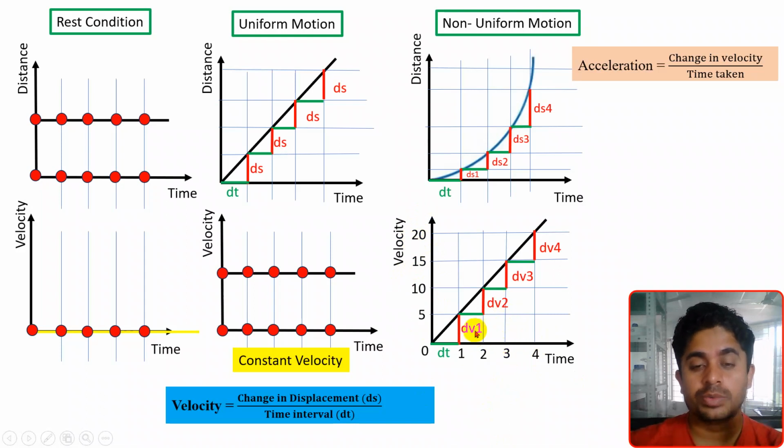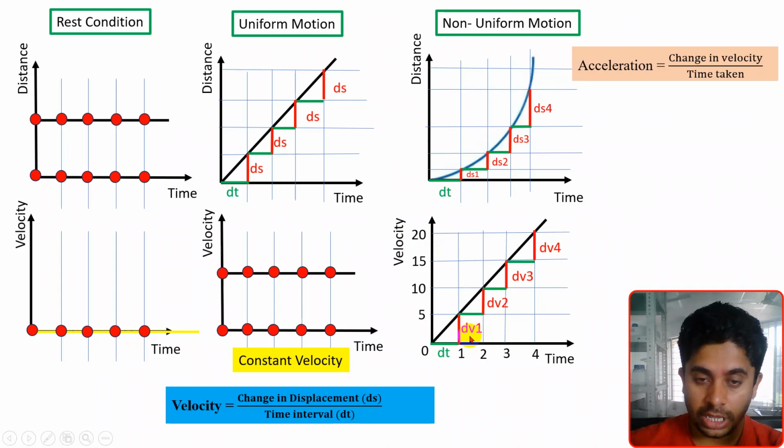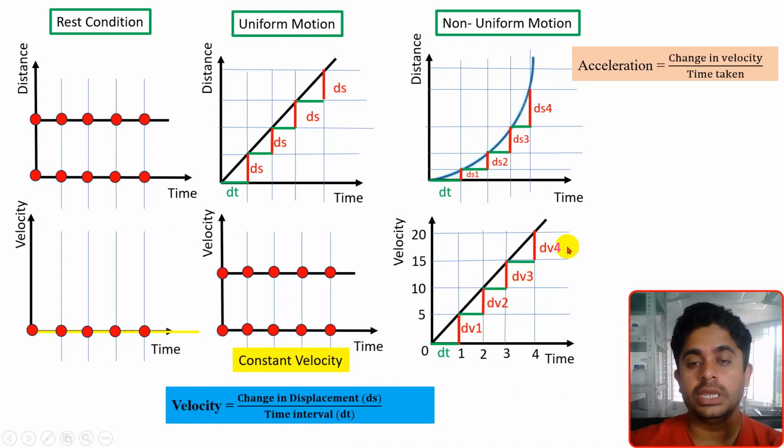Here what we are observing is that the values of dv1, dv2, dv3 and dv4 are the same. And how much is it? It is 5 kilometer per hour. Suppose we are considering the velocity in kilometer per hour. So for every interval, the value of dv, which is the change in velocity, is 5 kilometer per hour.